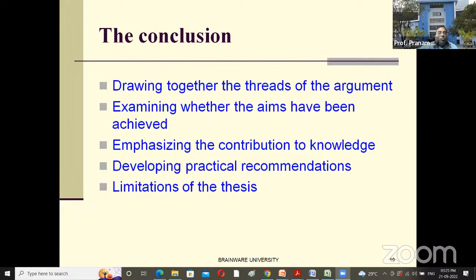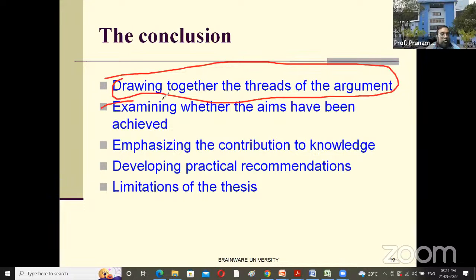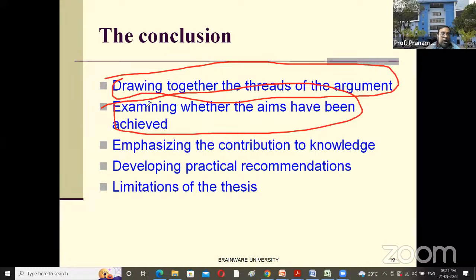So, you have to examine whether the research objectives have been achieved. The conclusion chapter is to be written very seriously. First, you draw together all the analysis, and from there you summarize to the conclusion. Then you examine whether all the objectives have been achieved. Again, I am showing you the mathematics. These are the objectives, these are the methodologies, and these are the analysis, and these are the findings, and these are the conclusions. So there is a chain you have to maintain.